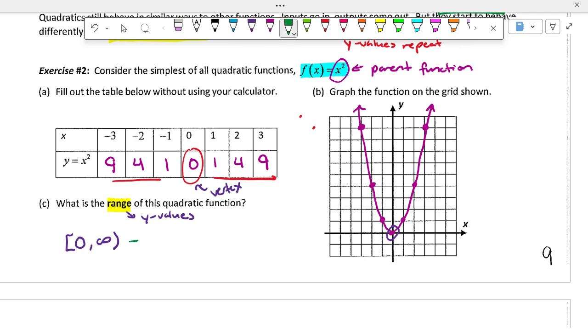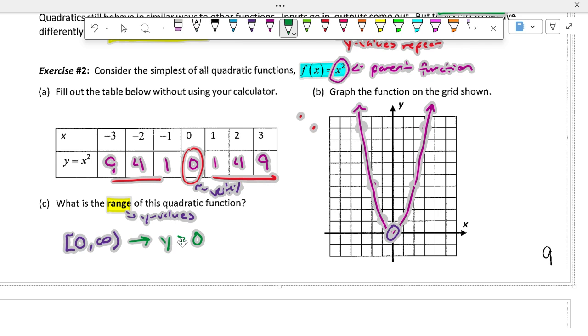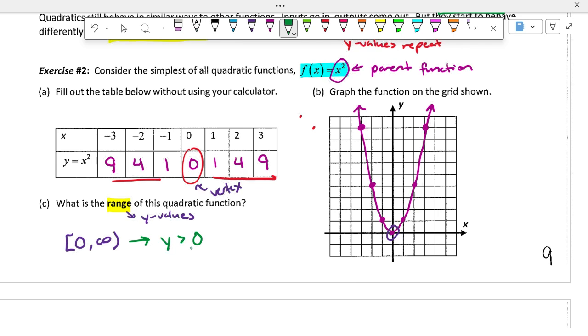Now, if we wanted to state this as an inequality, I would say the y value is what in relation to 0? So if it's going from 0 to infinity, what numbers between 0 and infinity are we talking about? Are we talking about numbers greater than 0 or less than 0? Greater. And since it's defined at 0, we actually have a point there. We put an equal to underneath it. So the range is y is greater than or equal to 0.